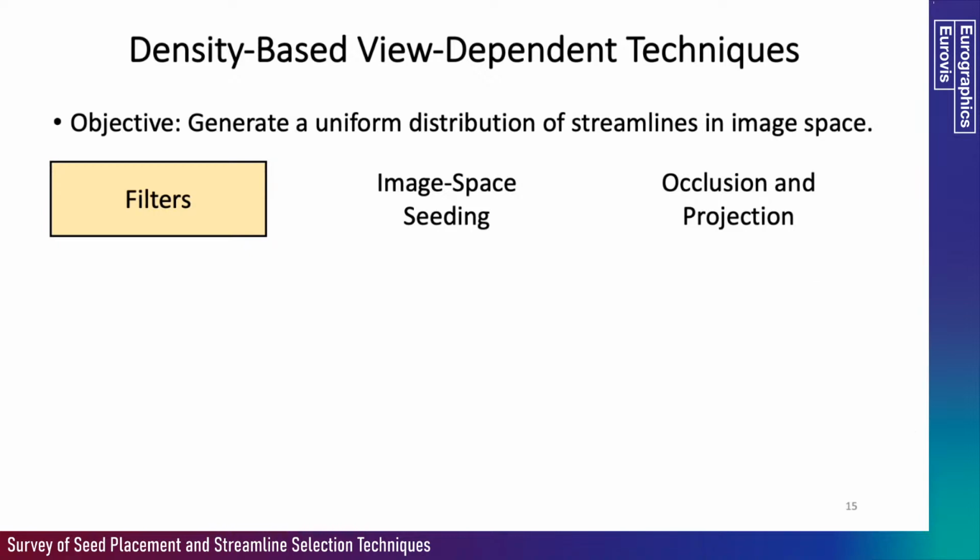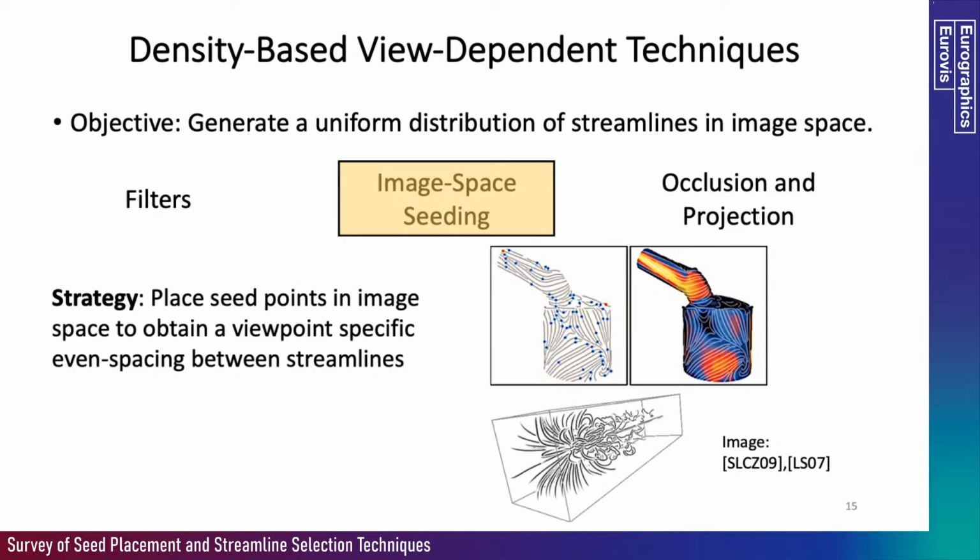The next class of techniques used depth maps and placed seeds in image space while advecting the seeds in object space. These techniques reduce cluttering and unnecessary computation while producing evenly spaced streamlines in image space. They can, however, miss important features if too sparse or contain redundancy if too dense.